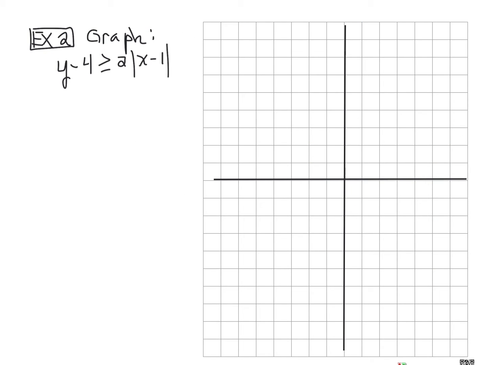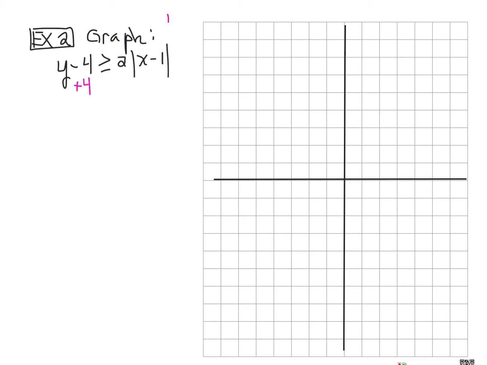So for example 2, you are going to graph a different function. So the first thing that you need to identify when you're graphing a function is what is the parent function. So this says y minus 4 is greater than or equal to 2 times the absolute value of x minus 1. So pause so you can write all this down and then restart the video. So the first thing you need to make sure is that you have, no matter what inequality you're given, you need to make sure that y is by itself. So the first thing I'm going to do is get y by itself, and I'm going to add 4 to both sides.